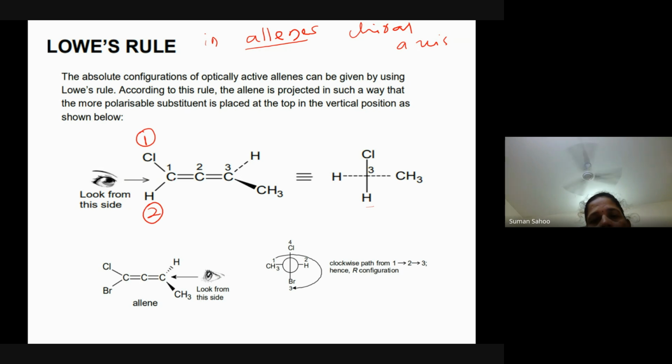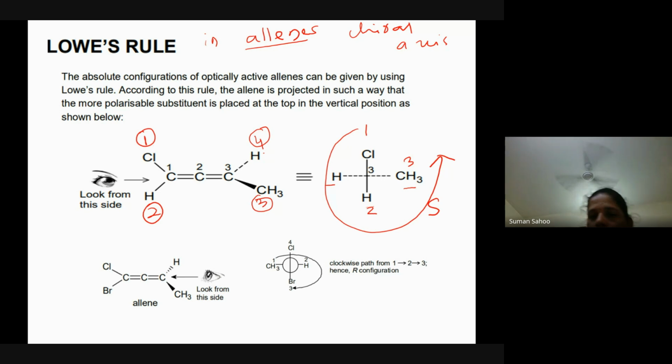As you are observing from this side, these two will be given more priority as compared to these substituents. Then this one would be priority number 3, and this one priority number 4. When you are viewing from this side, your CH3 group is on the right and hydrogen is on the left. So this one is 1, 2, this one is 3. So this is an S configuration. This is Lowe's rule, which we have already discussed yesterday.